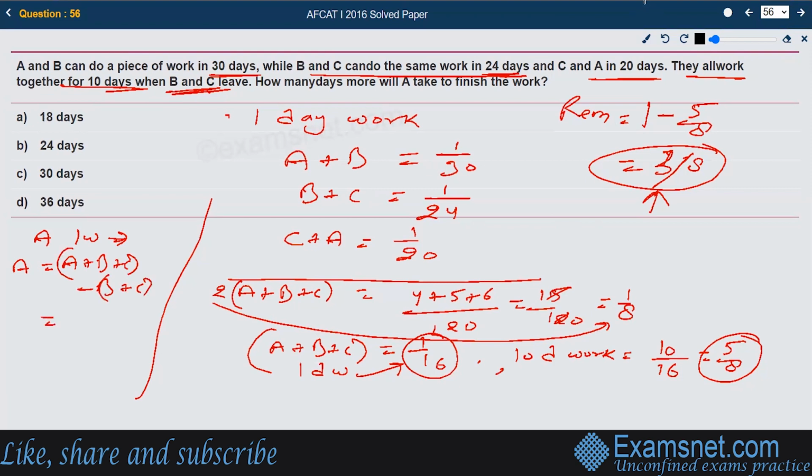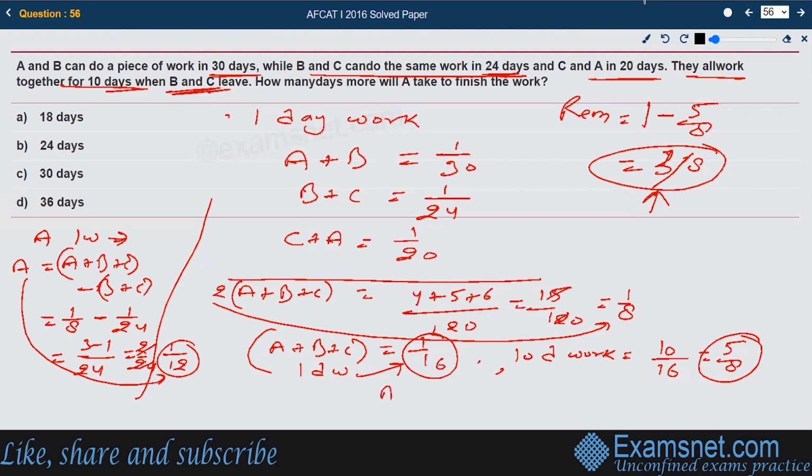How much is A plus B plus C's combined 1 day work? It is 1 by 8 minus B plus C's combined 1 day work, which is given as 1 by 24. So it is 1 by 8 minus 1 by 24. If we solve this, taking the LCM as 24, it has to be 3 minus 1, that is 2 by 24. And if we cut this, 2 by 24 gives us 1 by 12. So A's 1 day work is coming out to be 1 by 12, or A can finish a task in 12 days.